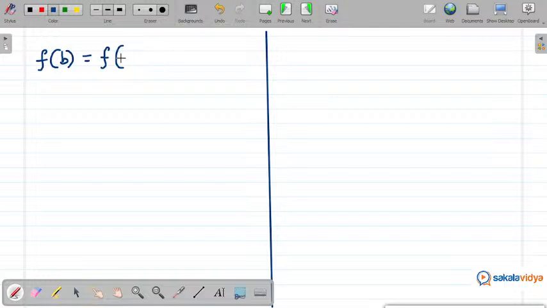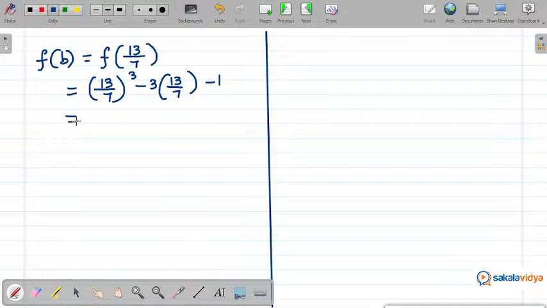So comparing with the interval, f of b is f of 13 upon 7. Substituting the function x cube, x cube means 13 by 7 whole cube, minus 3 times 13 by 7, and we have minus 1. 13 whole cube: 13 square is 169, 169 into 13 multiply.